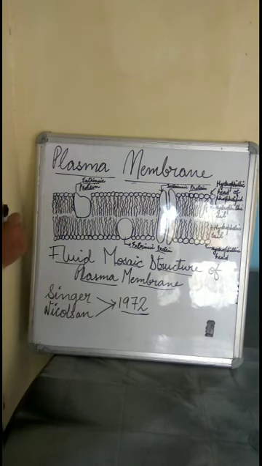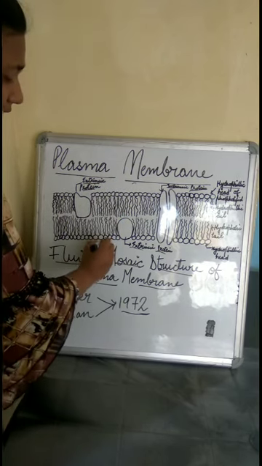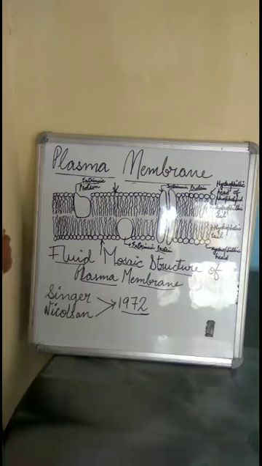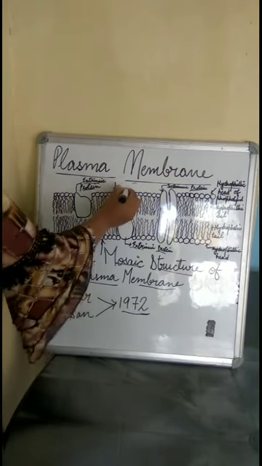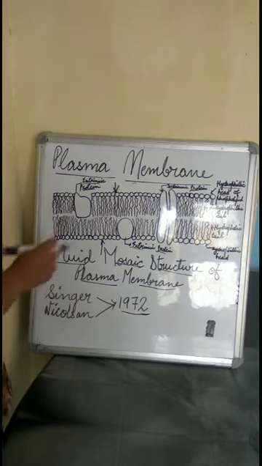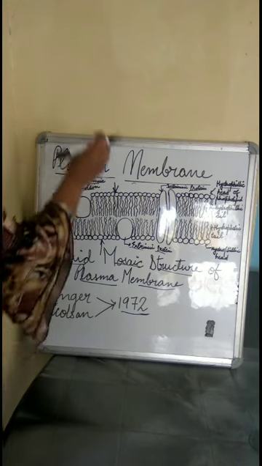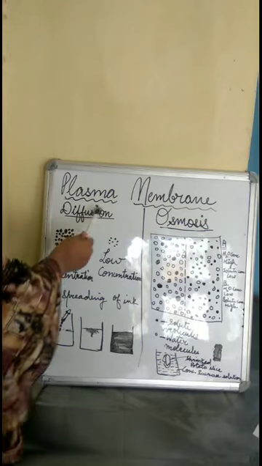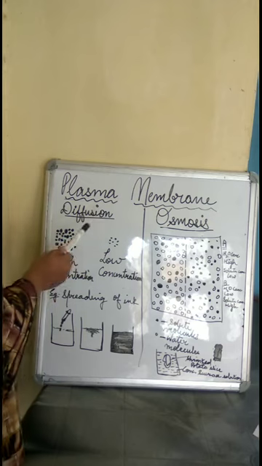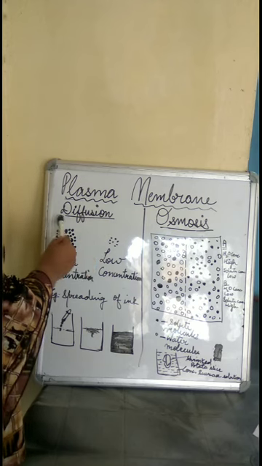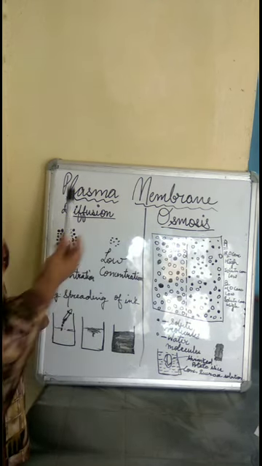This plasma membrane is selectively permeable in nature, that is, it allows only selected molecules to go inside and to move outside of the cell. The reason is the hydrophilic and hydrophobic ends present in the plasma membrane, which allow only selected molecules to pass through. There are two phenomena through which transport of material takes place inside and outside the cell: diffusion and osmosis.